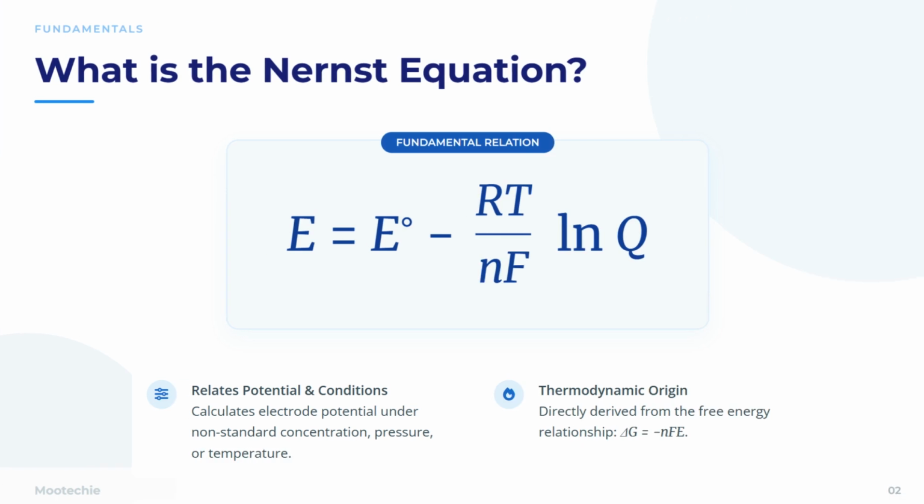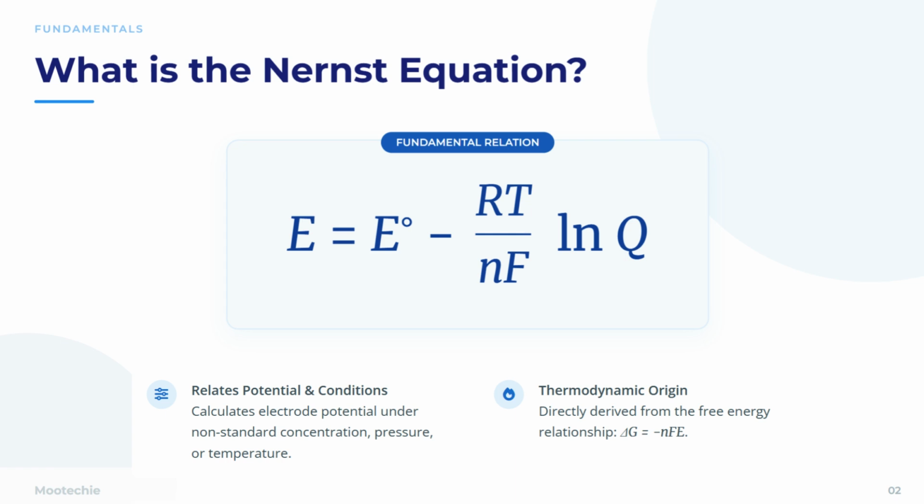Fundamentals. What is the Nernst equation? It's a cornerstone of electrochemistry. Under the heading Fundamental Relation, we see the equation again. E equals E degree minus RT over NF times the natural log of Q. This equation beautifully relates the measured potential of a cell to the actual conditions it's under. It allows us to calculate an electrode potential under non-standard concentration, pressure, or temperature.